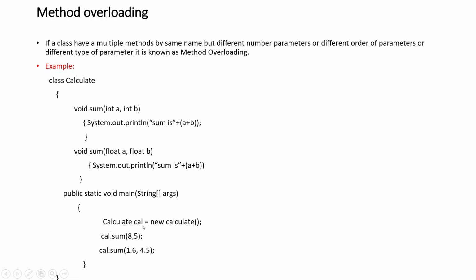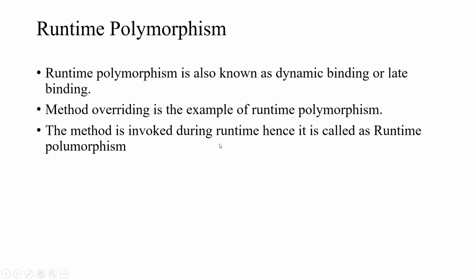When we create an object, here the object is created. As we know, the new keyword is used to dynamically allocate the memory. Then here we call the method on the basis of the parameter. Here we pass the integer parameter, hence it will call this one method. And here we pass the float number, so it will call this method. So this is nothing but method overloading.